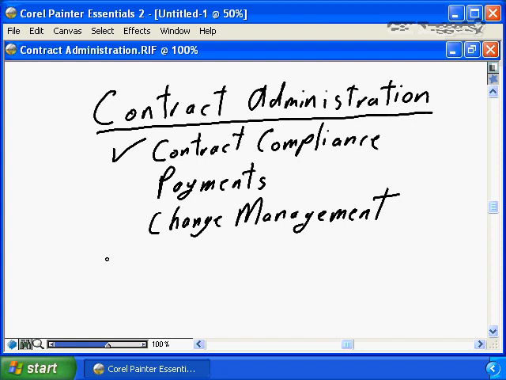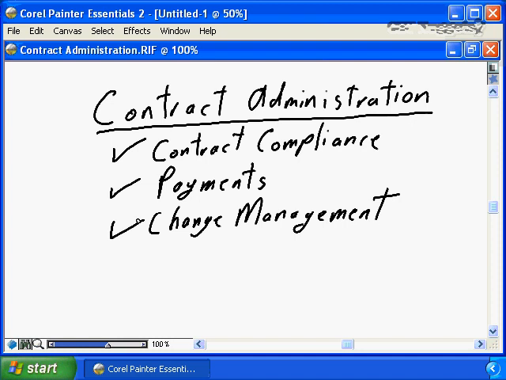Another key aspect to contract administration is payments, the making and receipt of payments. The status of the payments, the state of payments, the terms and conditions of payments will all be contained in the contract. And again, it's important for both parties to adhere to those terms and conditions to ensure that both parties are happy with the fiscal relationship as part of the contract.